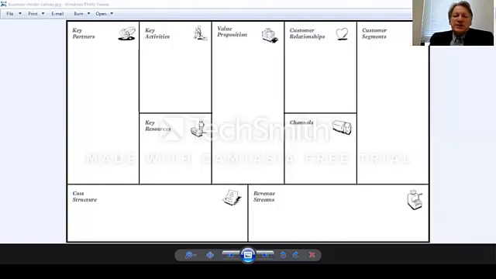It's called the Business Model Canvas. It was created by Alexander Osterwalder. This is the Business Model Canvas. It's composed of 9 parts that are the main factors for any business.